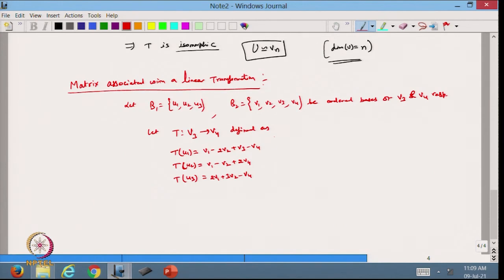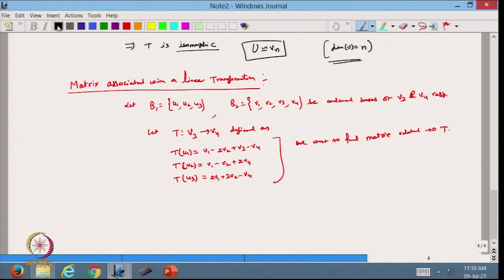Now we want to find the matrix related to the linear transformation T. So that we want to find out.